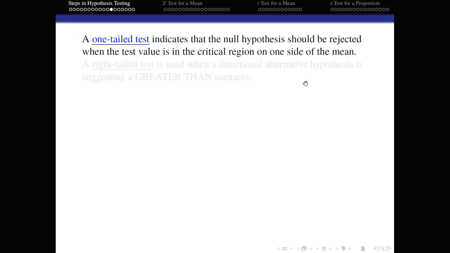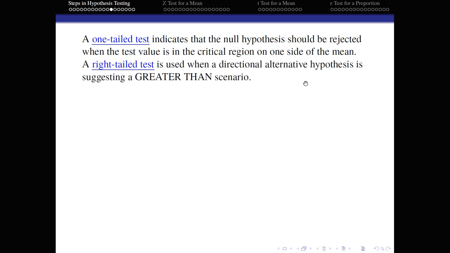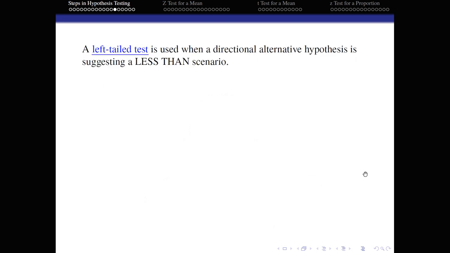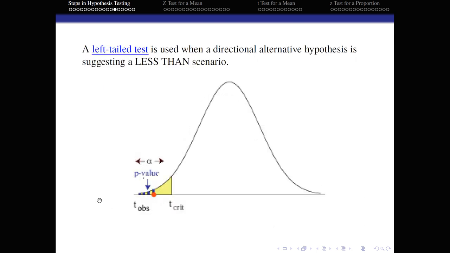So one-tailed test, and again, we just kind of drew this out, but the one-tailed test indicates when the critical region is on one side of the mean. So in a right-tailed, we're looking at values that are greater than. And again, note that there's no other color here. There's just one side. So if I think that the value is greater than the mean, I'm just looking at the greater than side of the distribution. And vice versa. If I think that the value is less than the mean, I'm just looking at the less than side of the distribution.